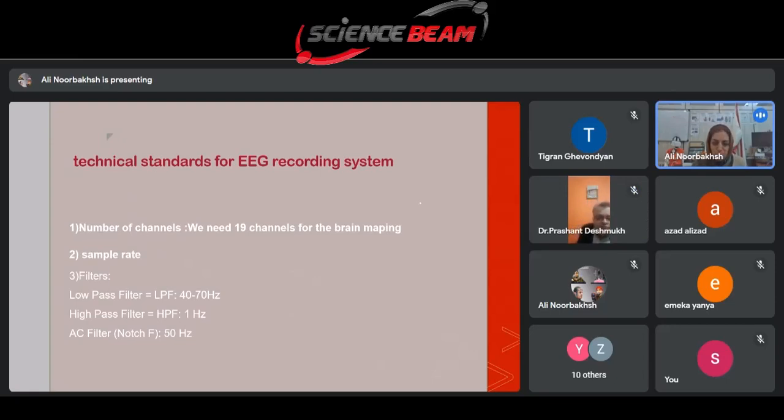One of the most important filters is the AC filter or notch filter. This filter removes power line noise. Again, you can set this. If you want, you can remove power line noise.